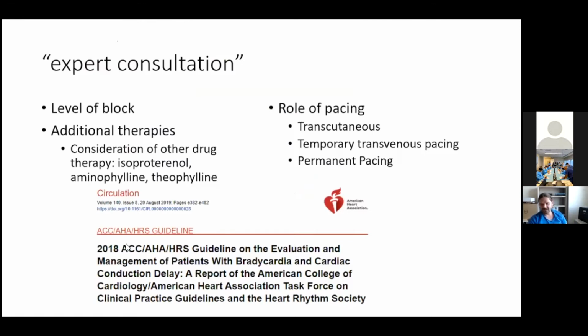Our expert consultation, which is referred to in the ACLS guideline, is where we come in. Things we're going to do, we're going to talk about where the bradycardia is coming from, whether it's coming from the SA node, AV node, how high up in the node that is, and what we should do. We'll obviously have a role in defining whether or not pacing is indicated.